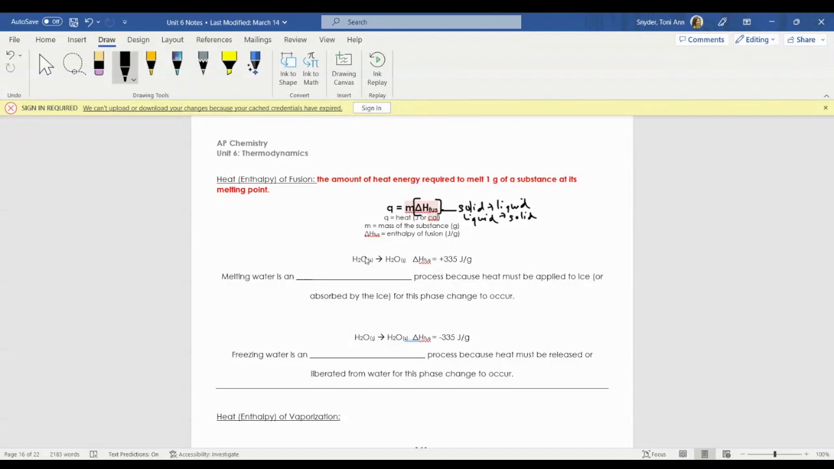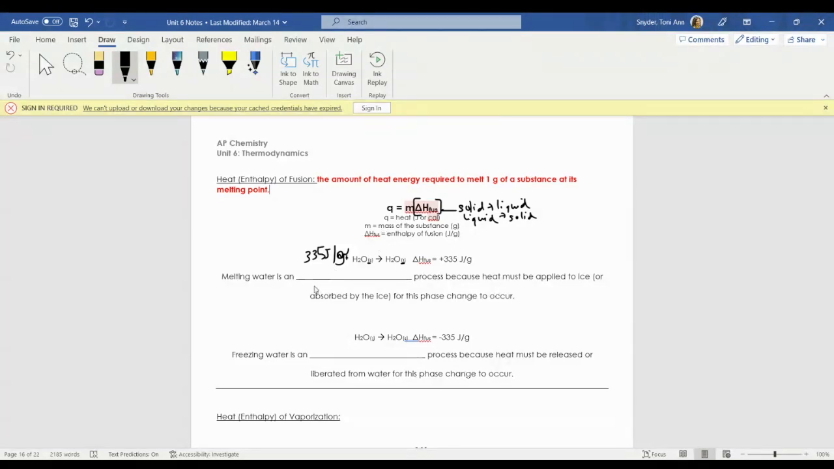So I have ice going to water. So I'm changing its state of matter. I'm going from a solid to a liquid. And it looks like here my enthalpy of fusion is positive 335 joules per gram. So this is positive 335 joules per gram, or sorry, joules per gram, not mole. This means that per every 1 gram of ice, I would have to input 335 joules of energy in order to melt that much ice.